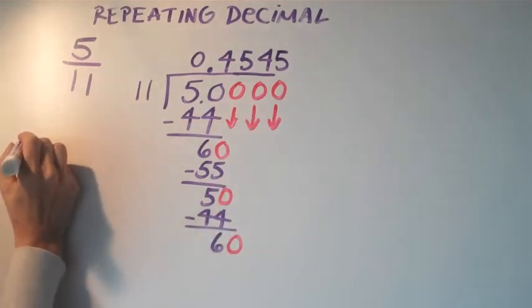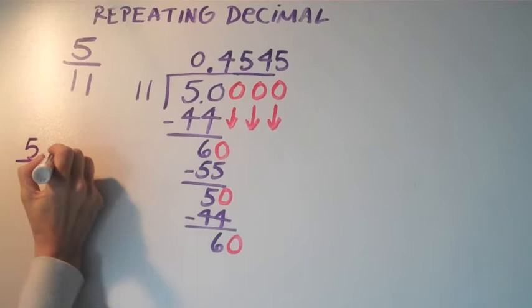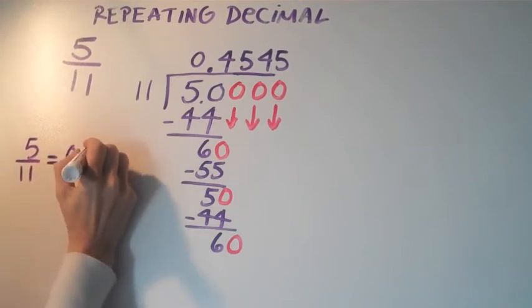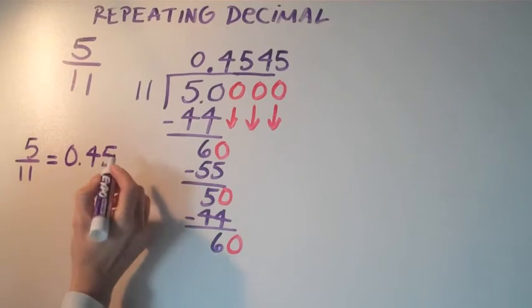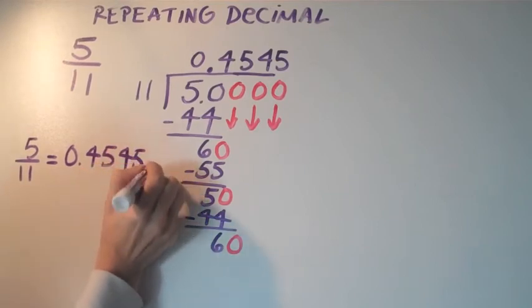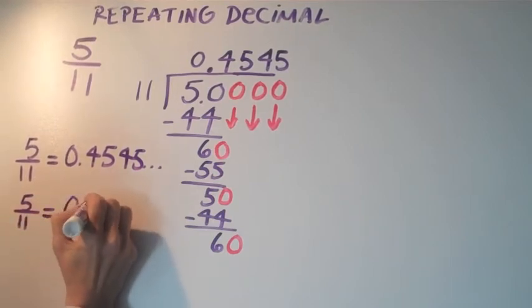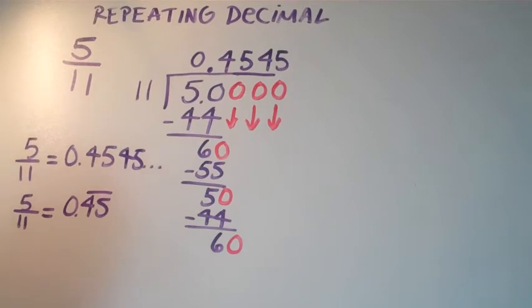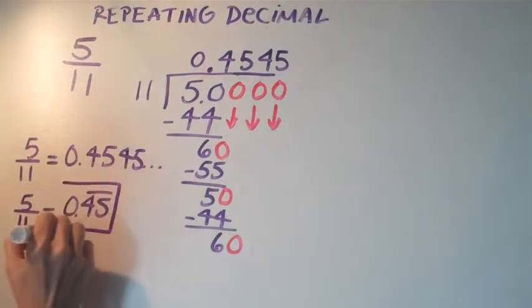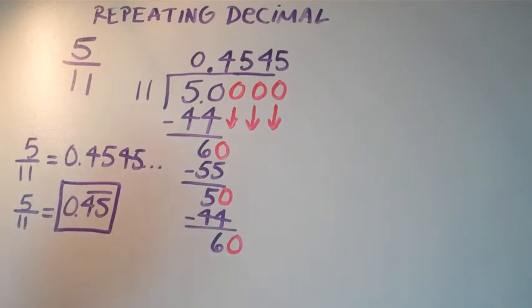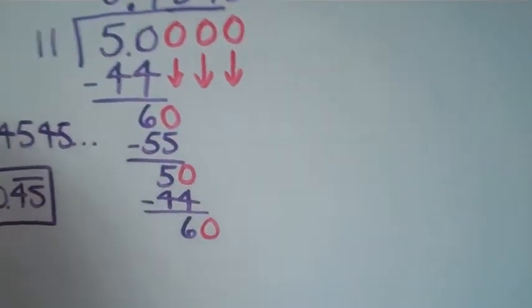So if we were to write this, 5 over 11 really equals 0.454545... Or we can say 5 over 11 is equal to 0.45, and we can just put the line over it to show that it is a repeating decimal. So there you go. That's your final answer right over here. 5 over 11 is equal to 0.45 with the line over it, and again, you have to put the line over it to signify that it is a repeating decimal. Okay, so that's one type of decimal.